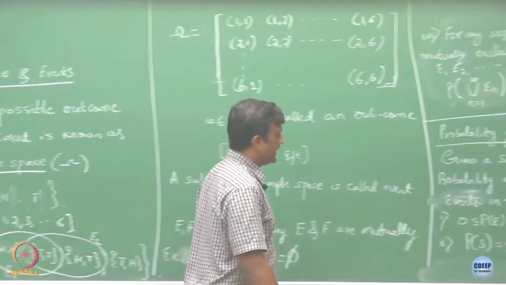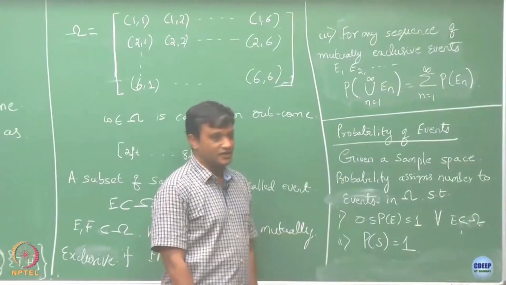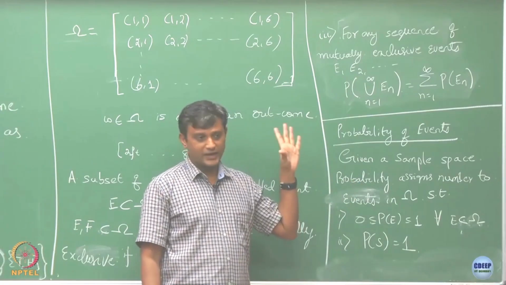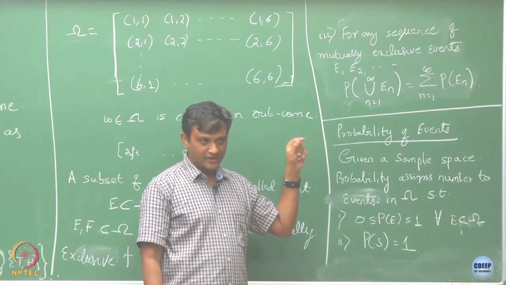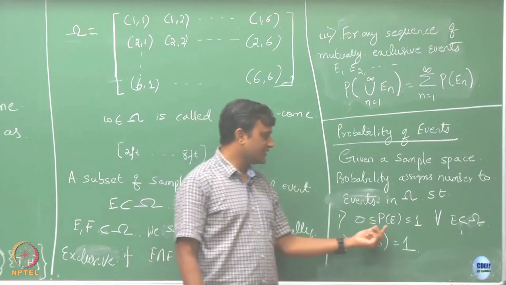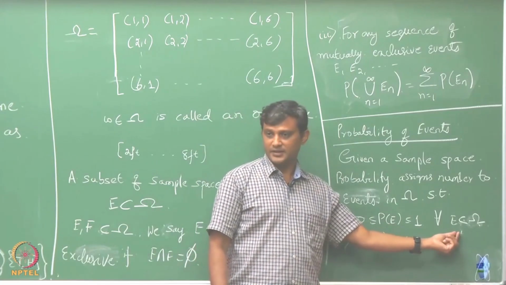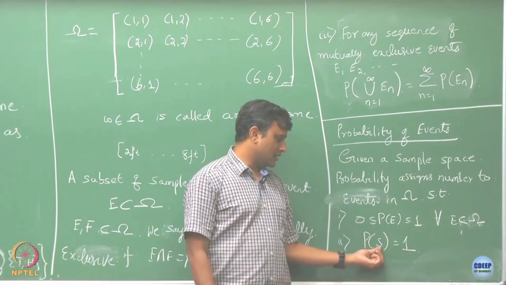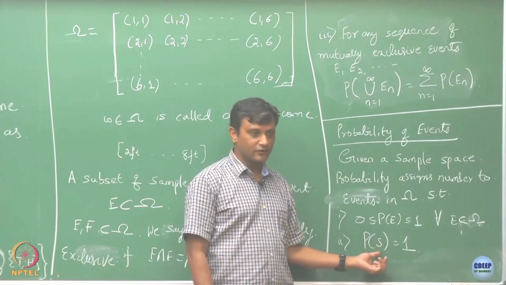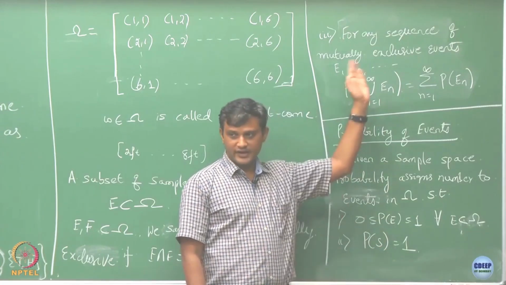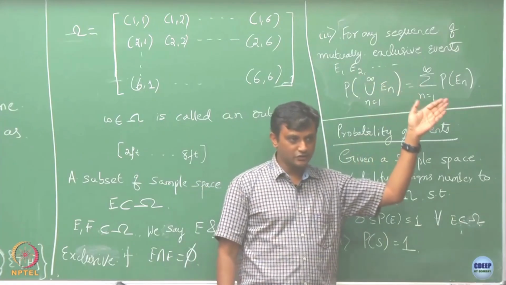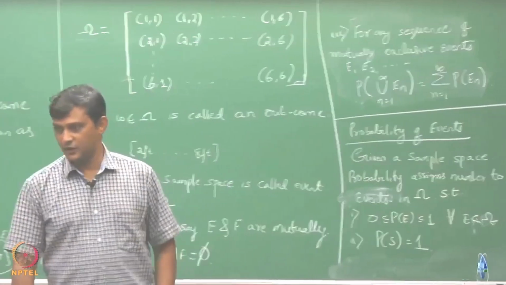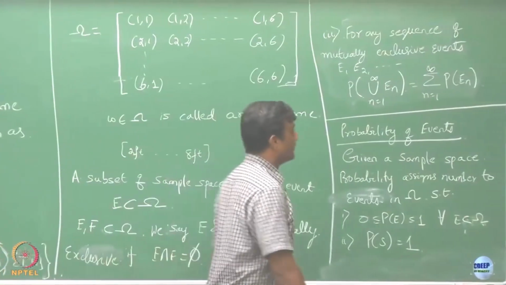It says that this function P is basically a function. It tells what value is assigned to each possible event in omega. For every event it takes a value between 0 and 1, the entire sample space gets a value of 1, and if you take a sequence of mutually exclusive events, the probability of their union is nothing but the sum of their probabilities.